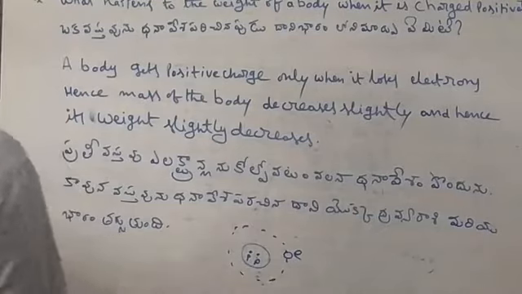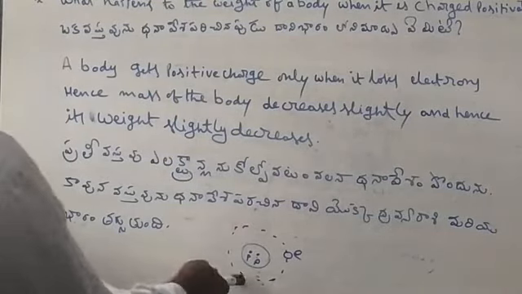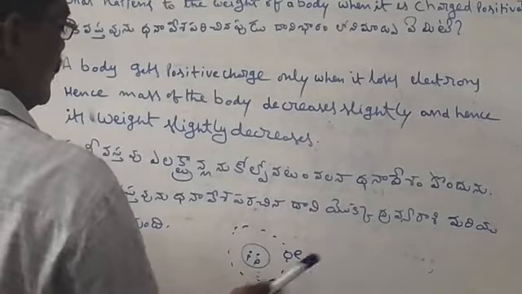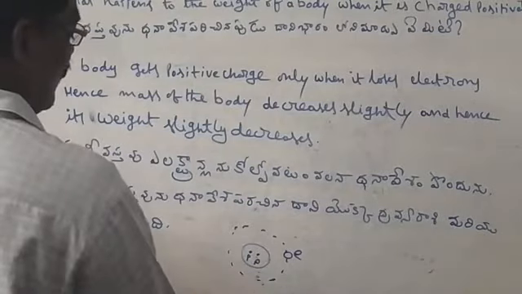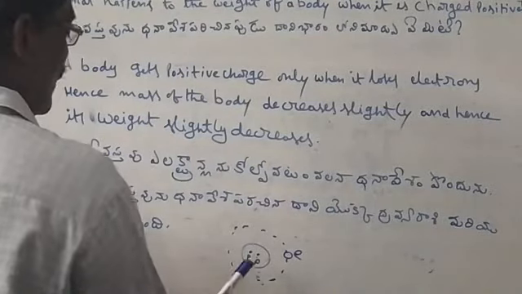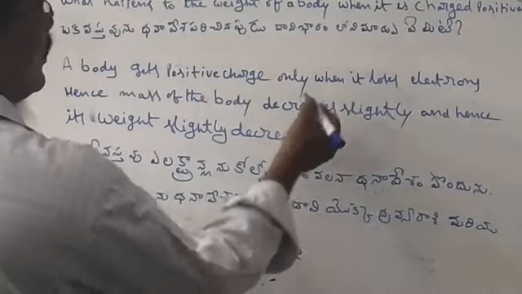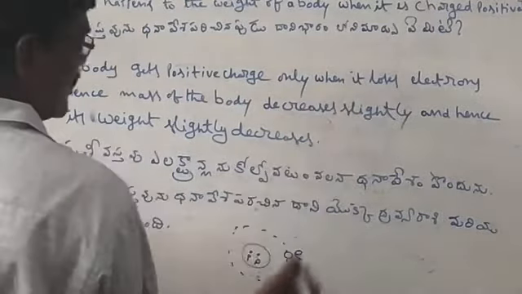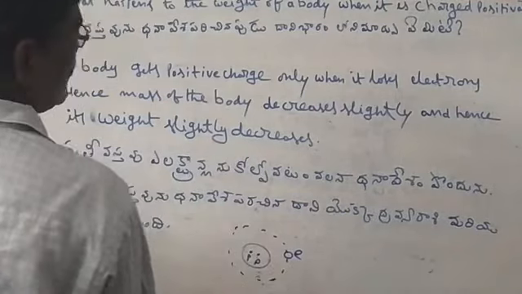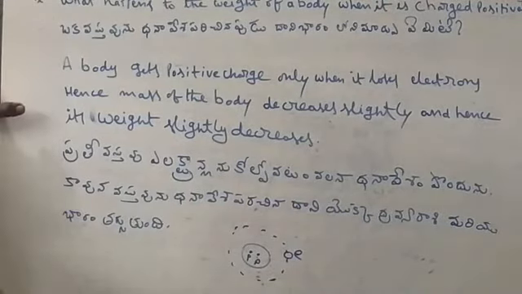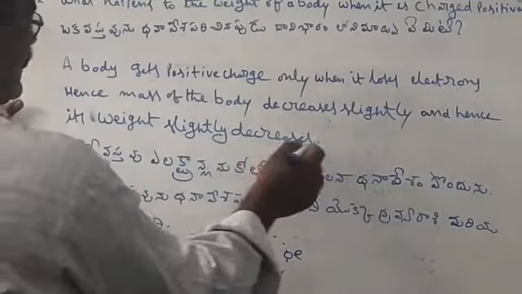That's why this atom has positive charge. And the losing of electrons in an atom is called positive charge. The body gets positive charge only when it loses electrons. Here 1 electron is lost. Hence the mass of the body decreases slightly and hence its weight slightly decreases.